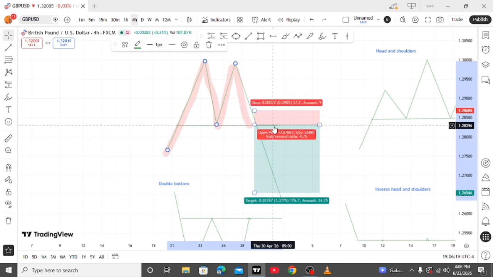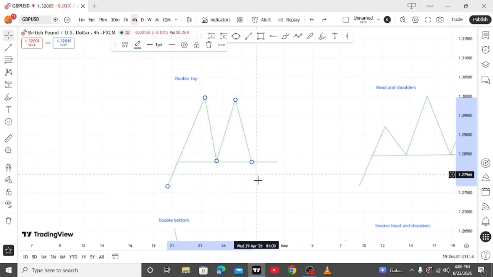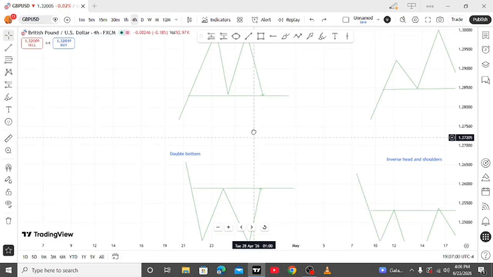Sometimes the market may want to retest the neckline, like go down and then goes up a little to retest the neckline before going down. But most times the market just goes down. So this is how double top works. The market goes up, creating two equal highs, and then we wait for price to break below the neckline before we can enter for a short position. This means we're selling the market.